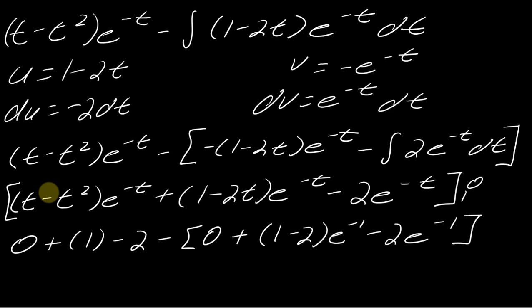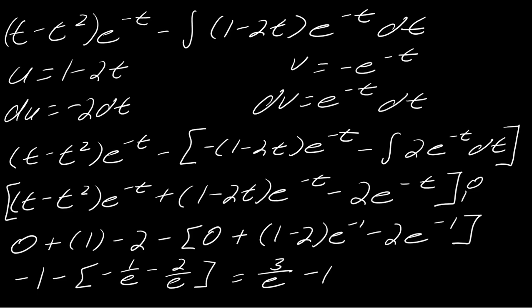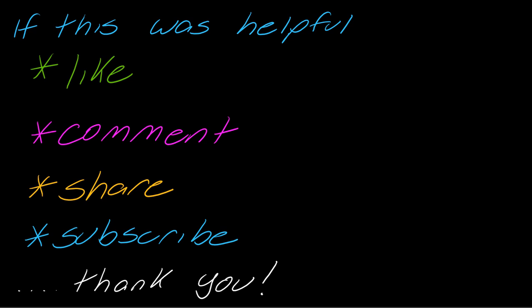So let's see. So then I'm left with negative 1 minus negative 1 over e minus 2 over e. And so it looks like I'm left with 3 over e minus 1. Okay, good times. So those are pretty challenging problems, so I'm going to leave it at that.